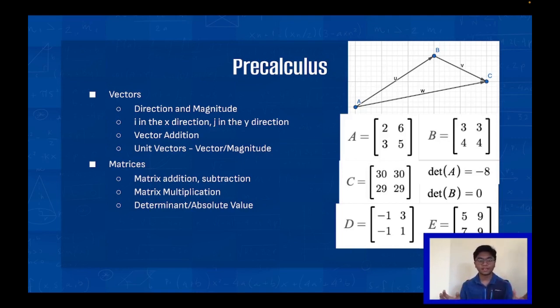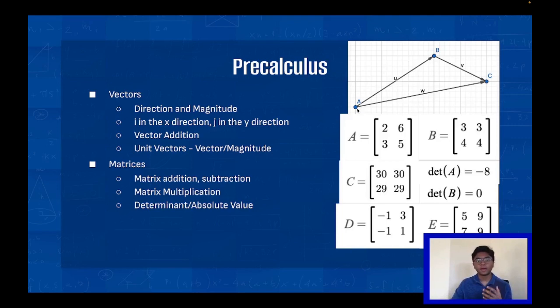Now, back to the actual pre-cal. The first topic is vectors. Now, as I think we've all heard, a vector is something with direction and magnitude. So over here in this picture, we have vector u, and it's going that way, right? The direction, of course, is, as I just said, that way. And the magnitude is like the length of the vector.